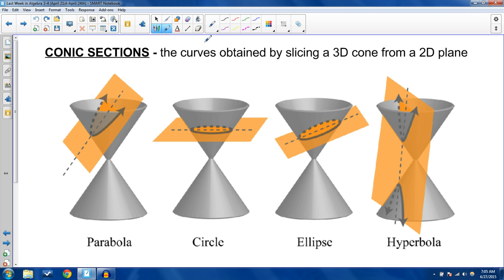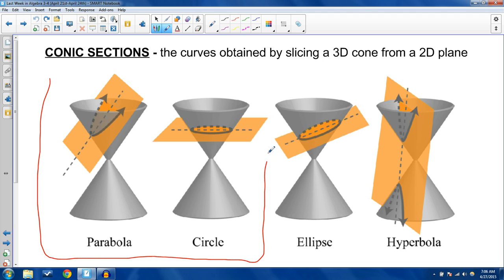Conic sections are the curves obtained by slicing a 3D cone with a 2D plane. So imagine if you had two cones stacked on top of one another. There are four specific types of slices that you could obtain as you do conic sections. And the two that we've done so far are the parabola and the circle.